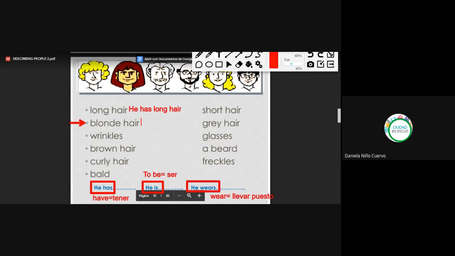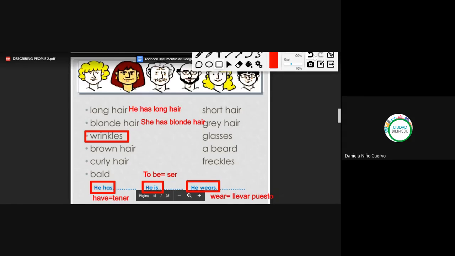She has? Yes, very good. She has blonde hair. She has blonde hair. Now, this word over here, wrinkles. Ahorita le habíamos dicho, yes, wrinkles. Esto ya es arrugas. Yes, wrinkles.